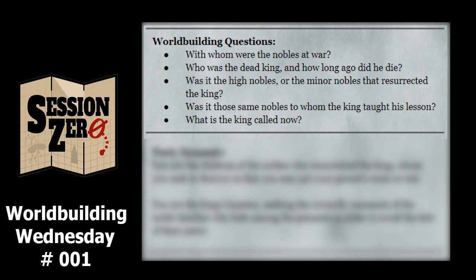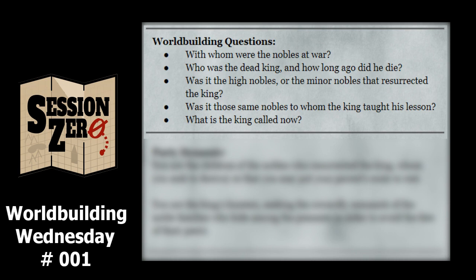Let your players answer these. You have come up with the essential element. Let your players build upon it. So, with whom were the nobles at war? This is some backstory that you don't even have to think about. Let them come up with this, work with them to make it fit within the world that you guys are building together. Now, who was the dead king and how long ago did he die?